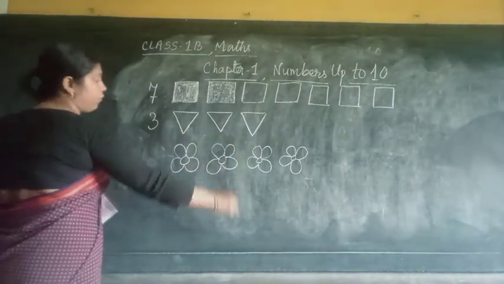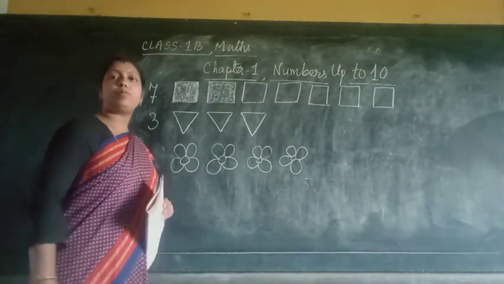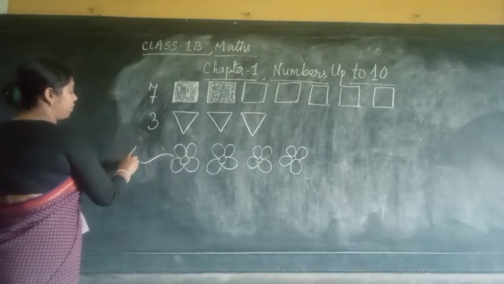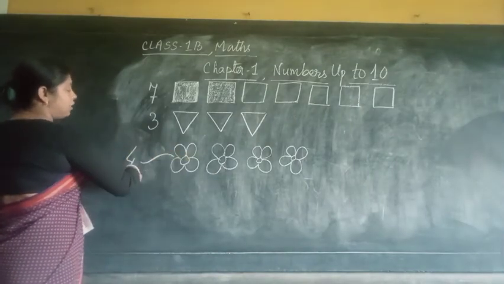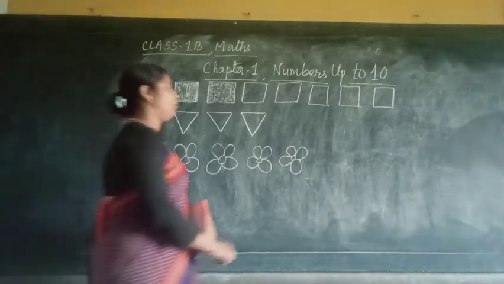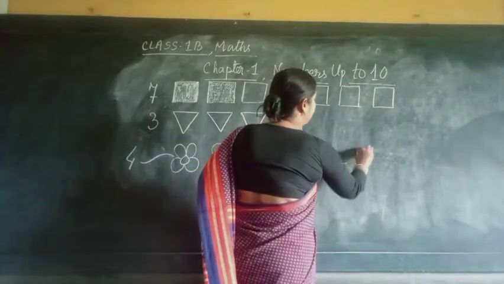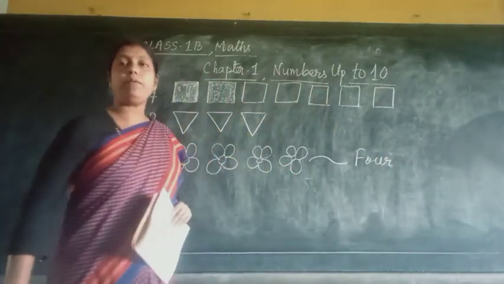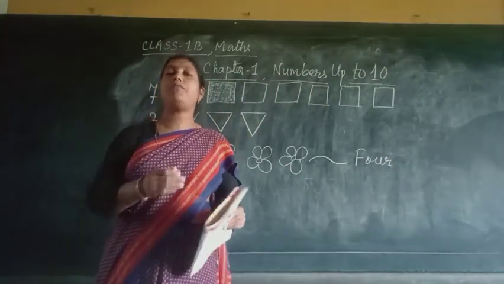You see here I have drawn 4 flowers. So you see, what will be the number? The number will be 4. 4 flowers. So the number will be 4. And what will be the number name? Number name will be four. Number name means you have to write it in the spelling form.